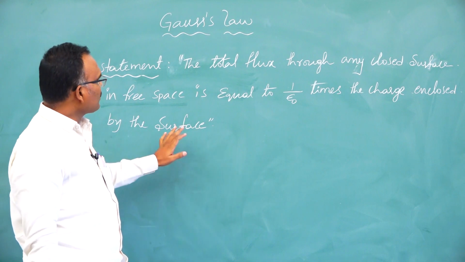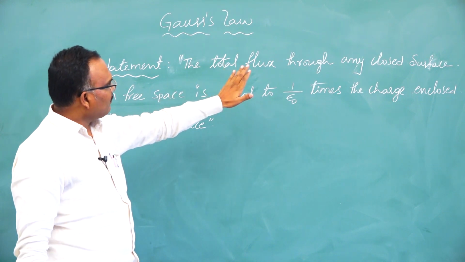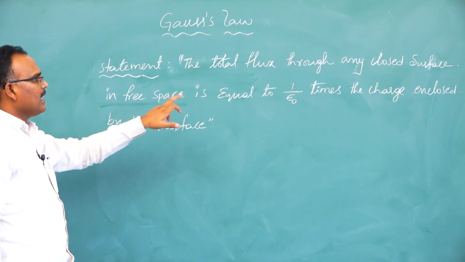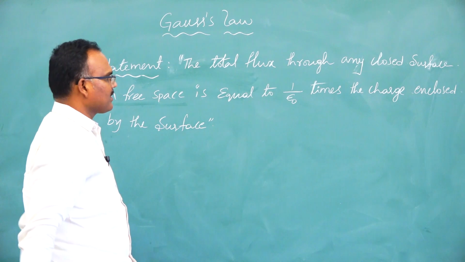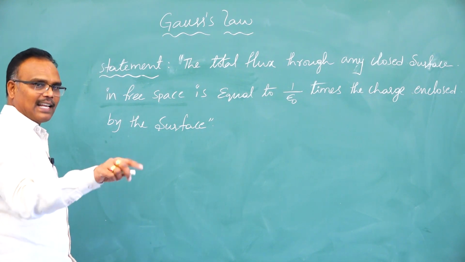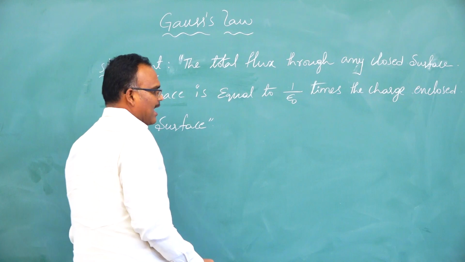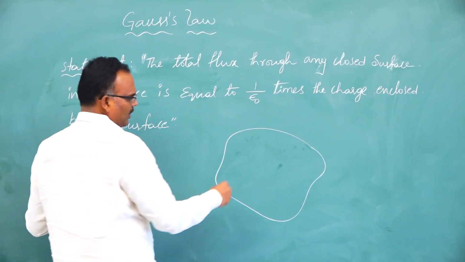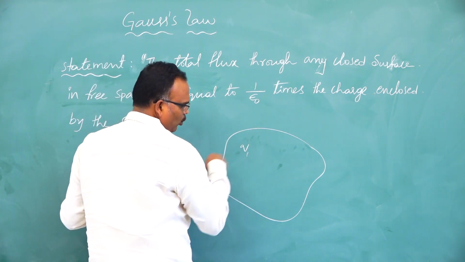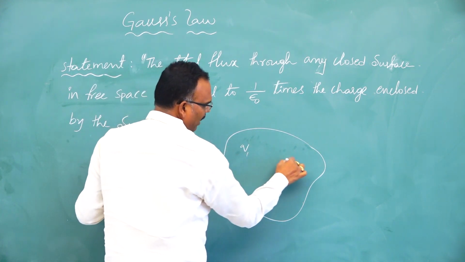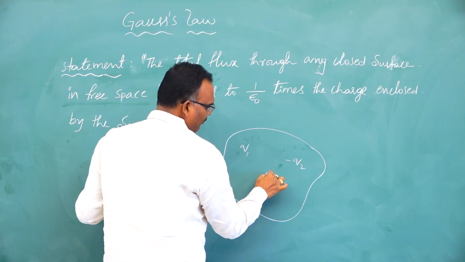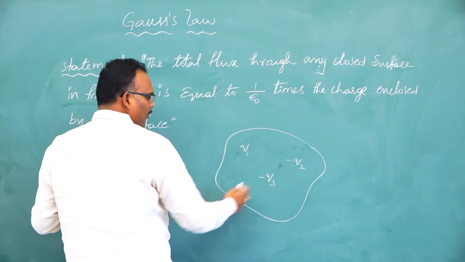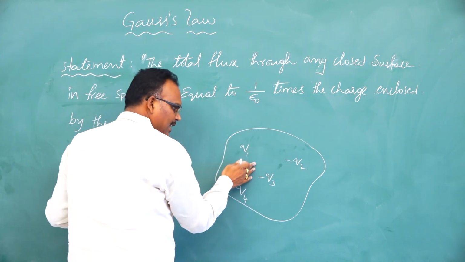Okay, see this once again. The total flux through any closed surface in free space is equal to 1 by epsilon naught times the charge enclosed by that surface. That means, for example, if we take this as a Gaussian surface in which some charges are placed, say Q1 is here and minus Q2, and here we have minus Q3, and we have here Q4. These are the 4 charges that lie inside the Gaussian surface.